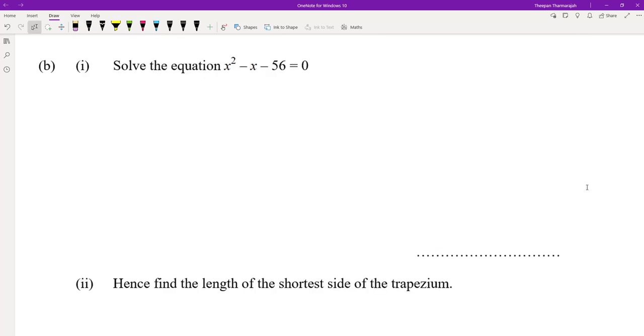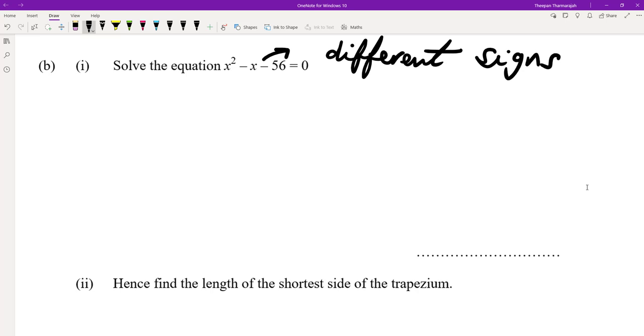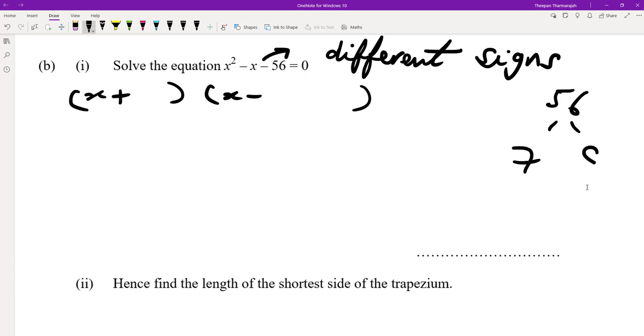The next part says to solve the quadratic equation. So we know how to do this. The minus at the end means different signs, so we've got two brackets, one's a plus, one's a minus. Now we know that 7 times 8 makes 56. We want minus 1, and that minus must go on the bigger number, so minus 8 plus 7. So we get plus 7 and we get minus 8 here.